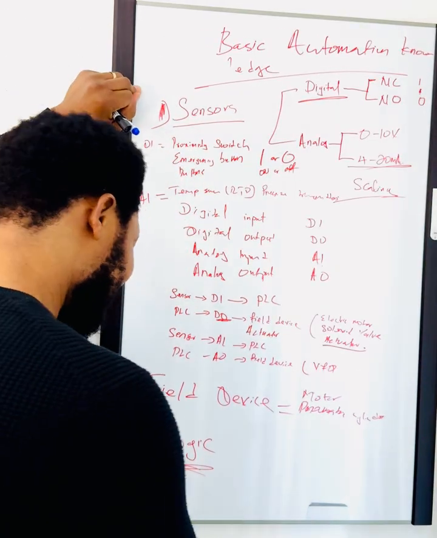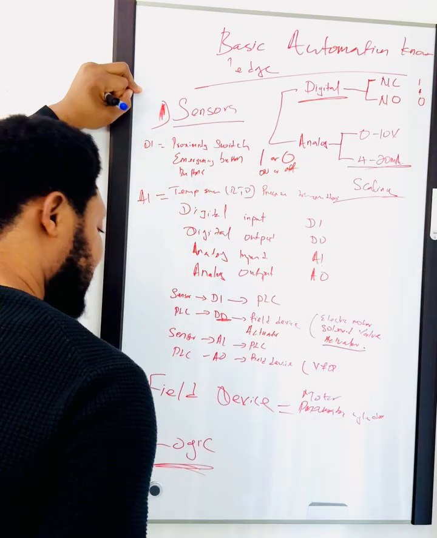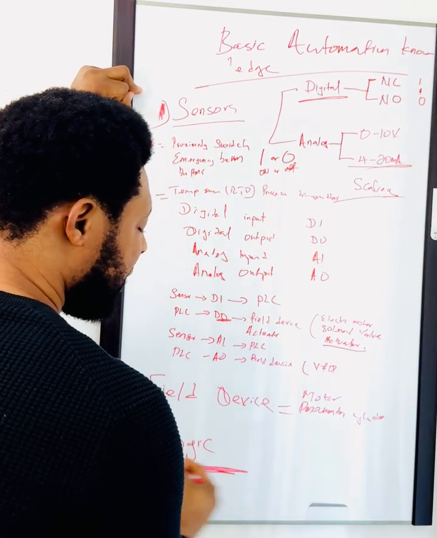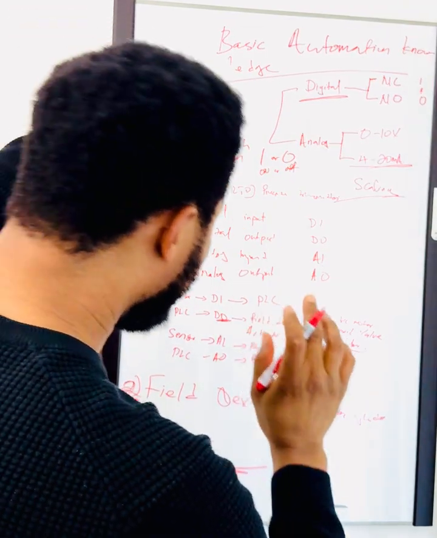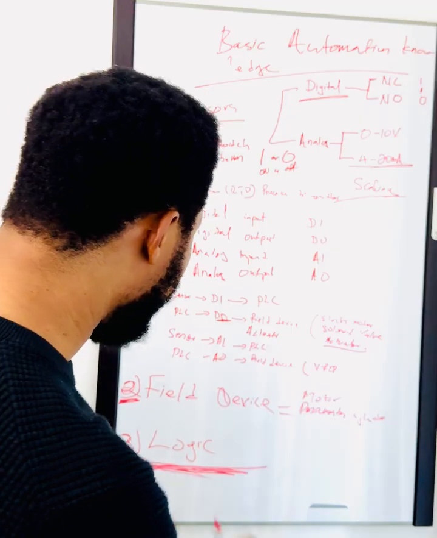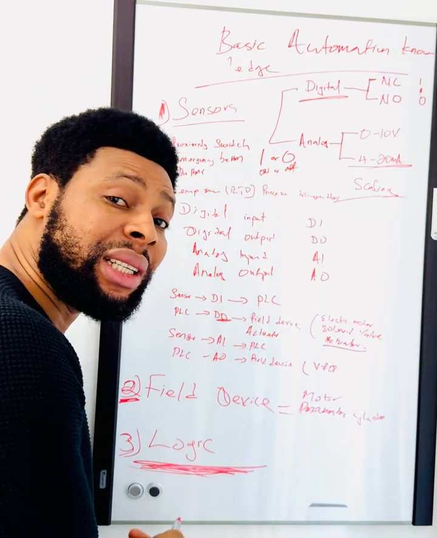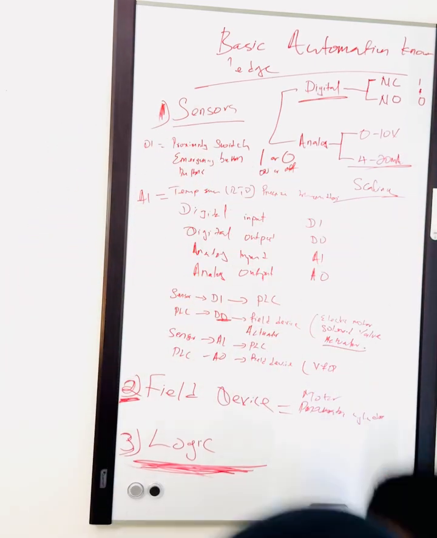Your sensors, your feed devices. The interaction between the sensors and the feed devices is through the logic, which is where you have the automation skill. So I'm going to teach you now about this logic. What you need to understand about this logic is for you to make sense, especially for troubleshooting.